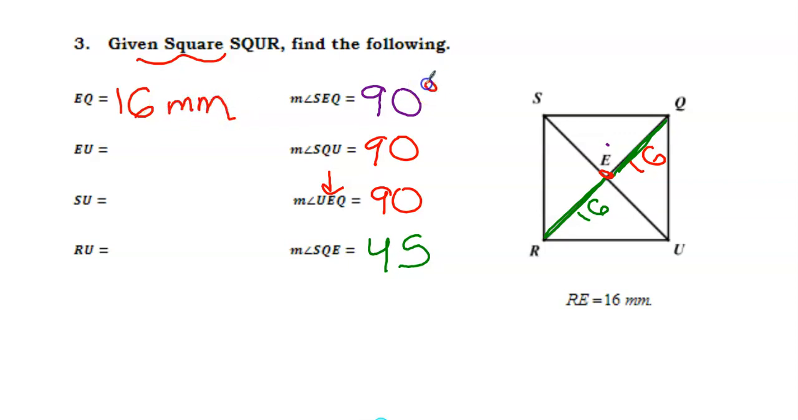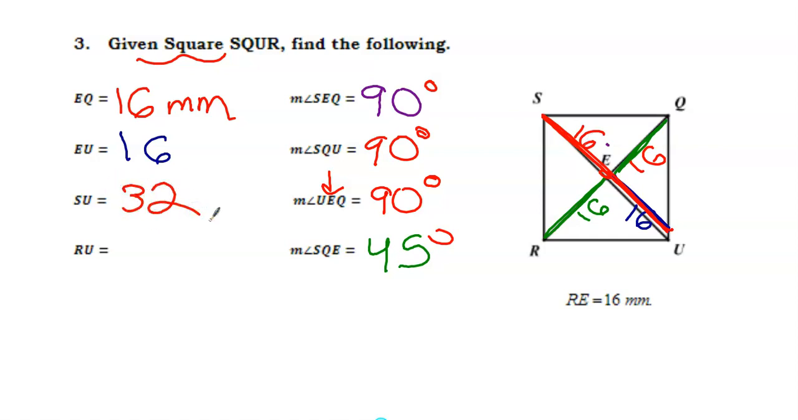So degrees are here, Robinson. And now we're talking about our sides. All right, so EU. EU is also in the middle, my lovely geometry kids. So EU is also 16. Now let's talk about SU. So I want to figure out this whole side. So if this is 16 and this is 16, add those together and you get 32.